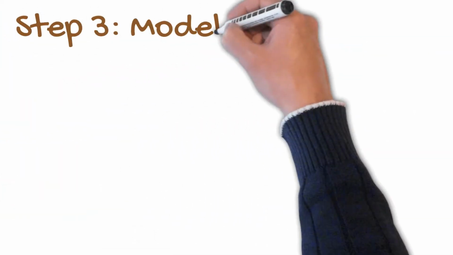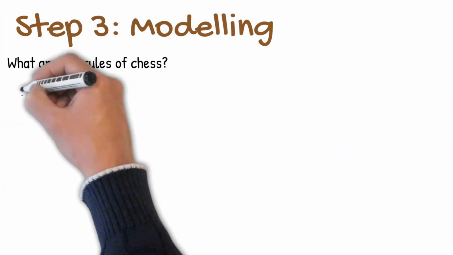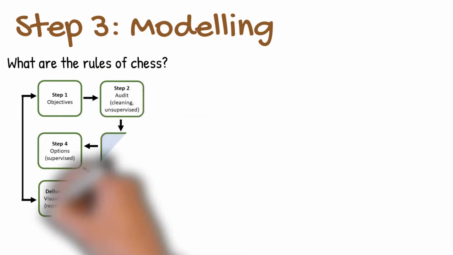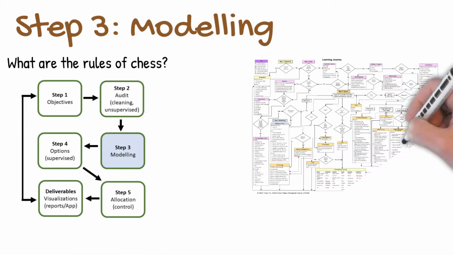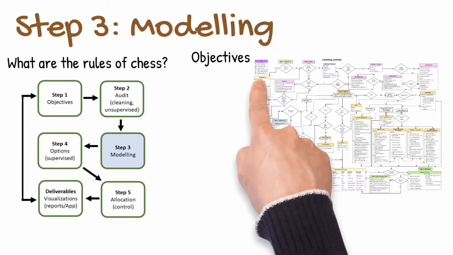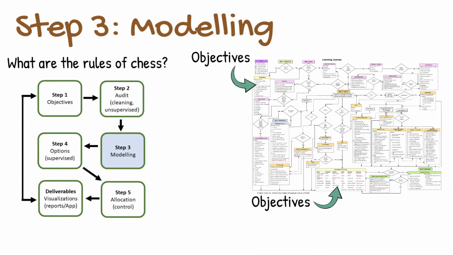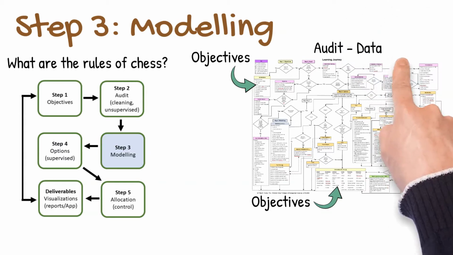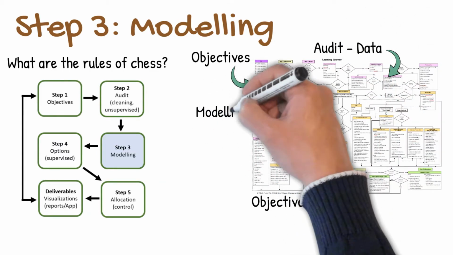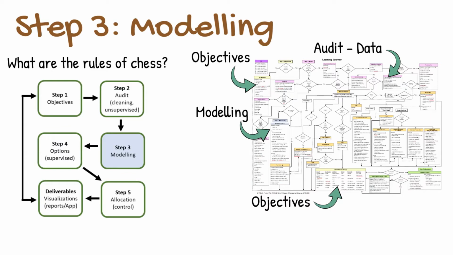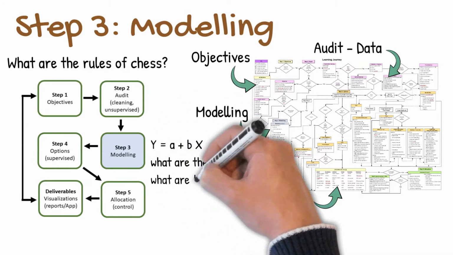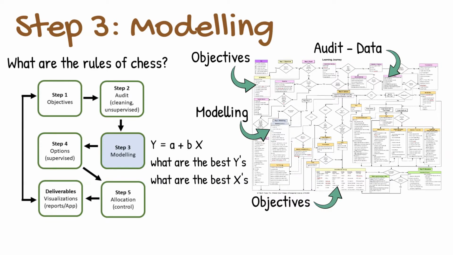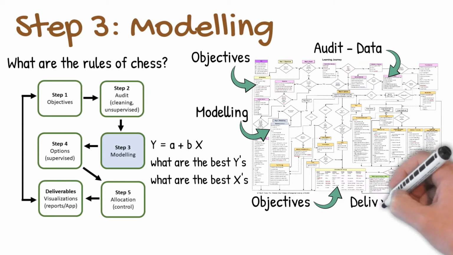The important aspect of this phase is that it forces the analyst to really explain what causes what. What are the rules of chess in this world? Now we know we start with the objective. What is modeling? Modeling is the bridge between unstructured, unsupervised data and actually supervised predictive modeling. Basically, we want to know what the best Y variables are and what are the best X variables that explain those Y's. Without that, we simply can never achieve the deliverables.